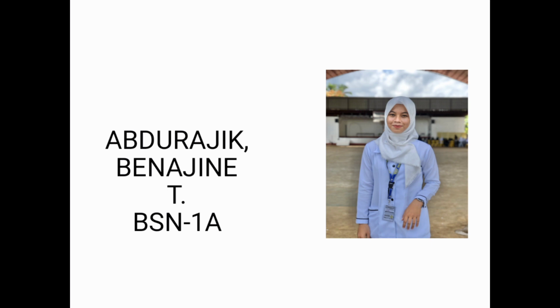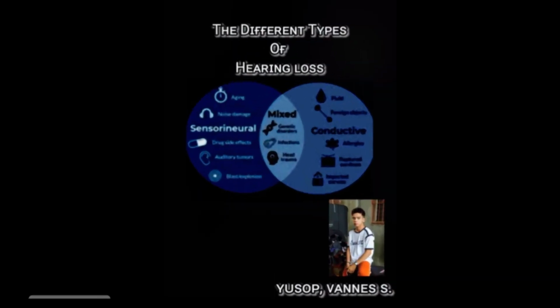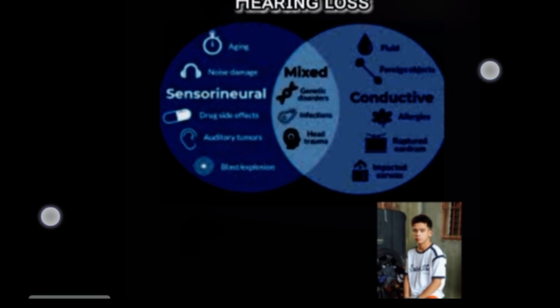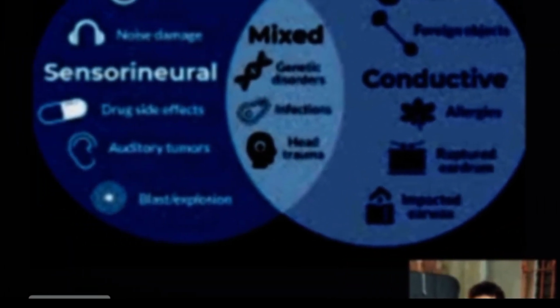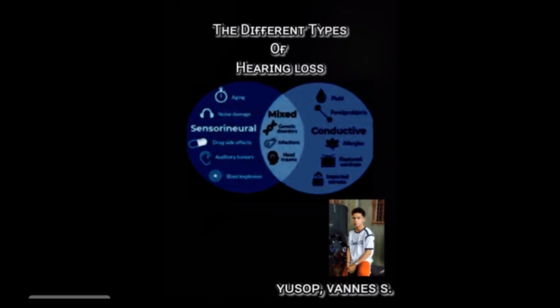The basic categories of hearing loss are sensorineural loss, conductive hearing loss, and the last one, mixed hearing loss. There are different types of hearing loss: sensorineural, conductive, or it can be mixed hearing loss.